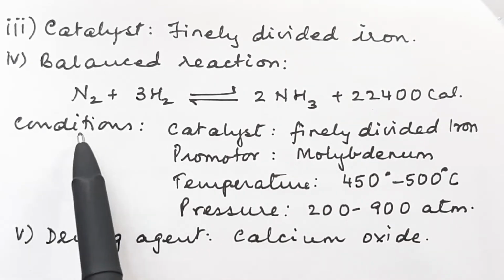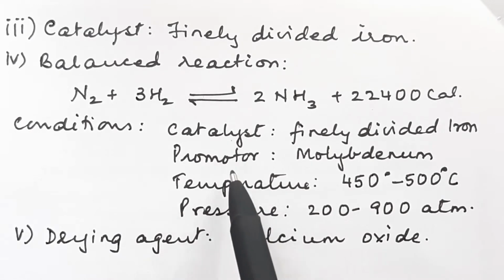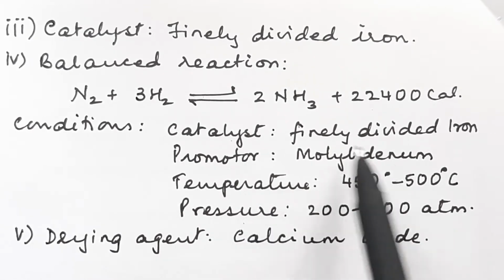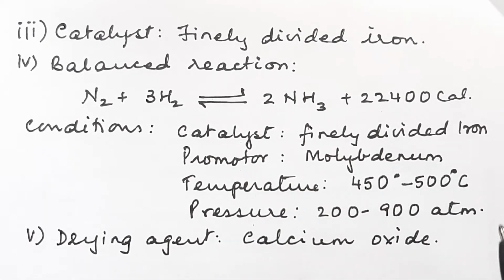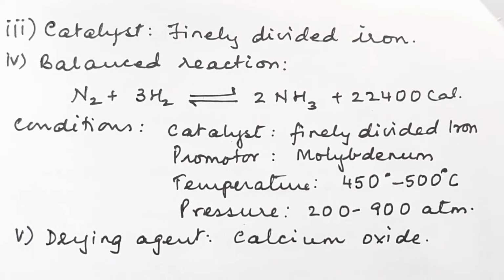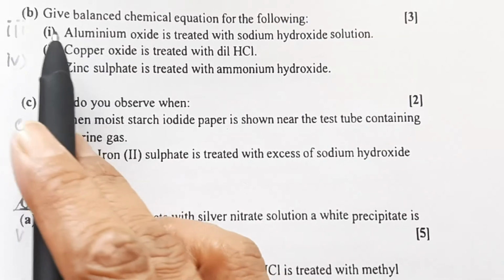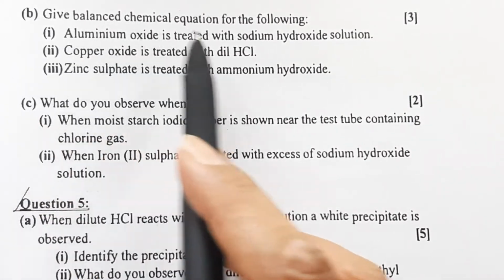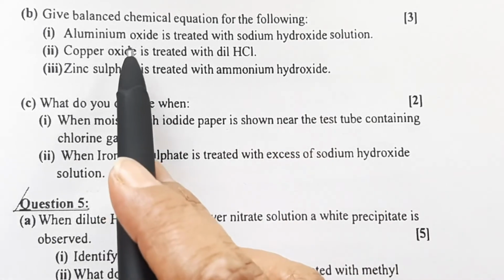calories heat. Conditions for this reaction: catalyst, promoter, temperature, pressure. You have to know all this by heart. And then the fifth one, drying agent. For ammonia, it is calcium oxide. Okay. 4b. Give balanced chemical equations for the following.